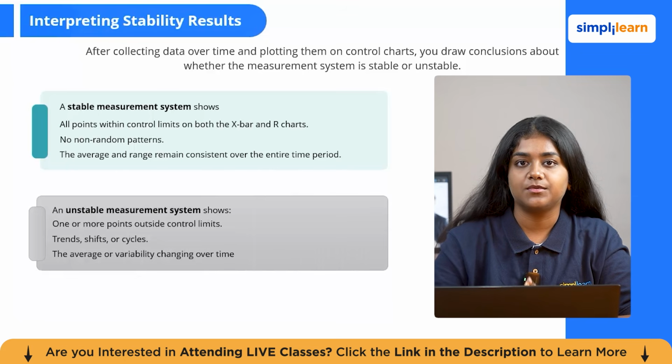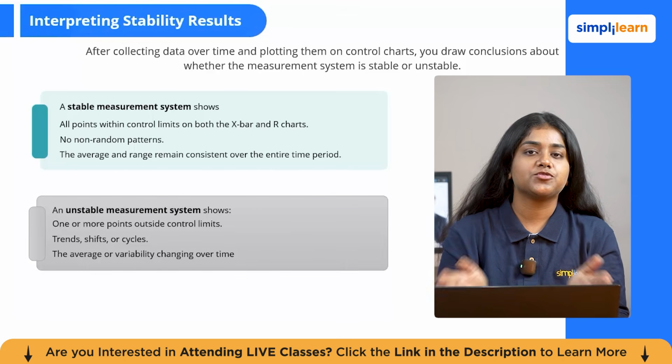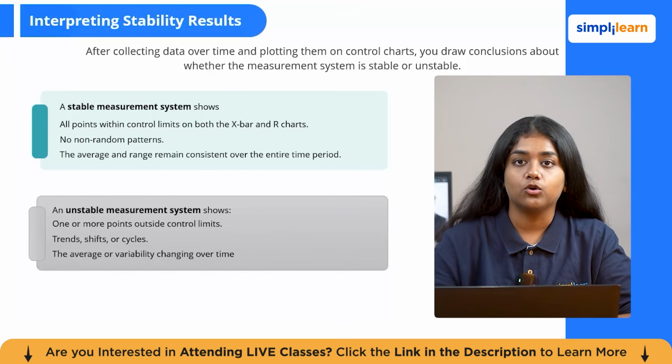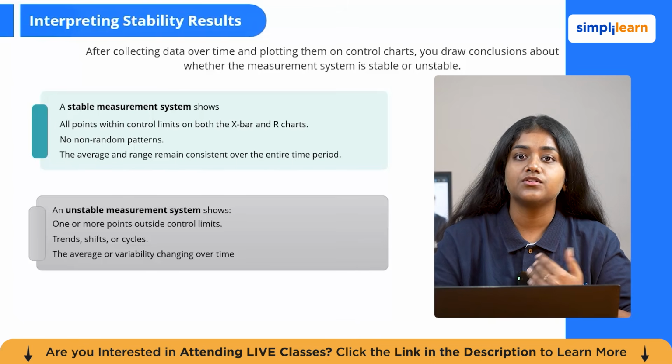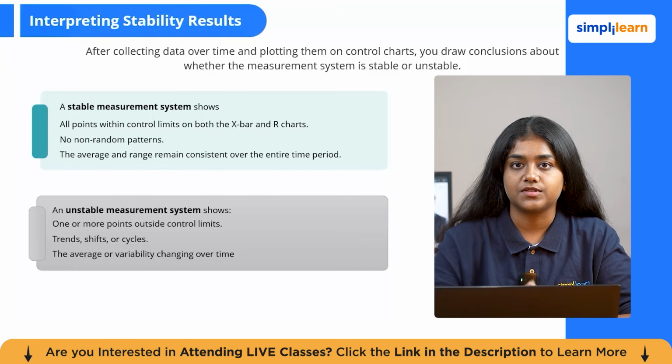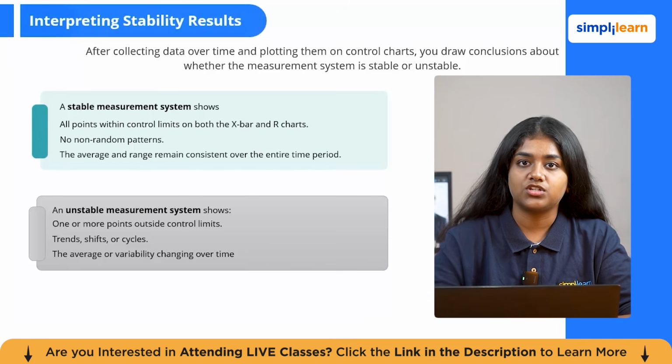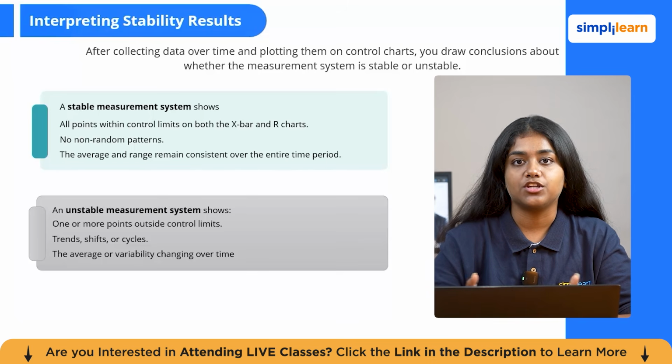Now let's look into unstable measurement systems. An unstable measurement system does not perform consistently over time. This means the data may be affected by special causes and may not reflect the true conditions of the part or process. One or more points outside the control limit indicates a signal that something has changed. This could be due to gauge damage, poor setup, operator error, environmental change, or calibration problems.